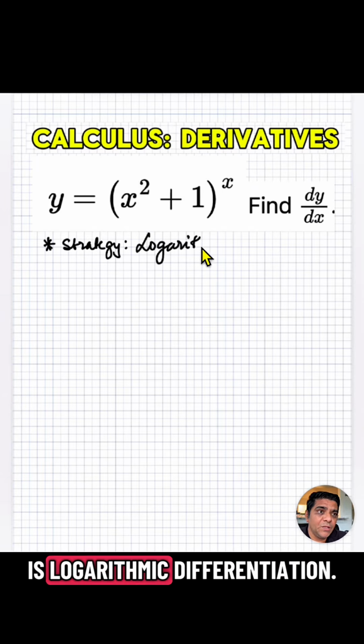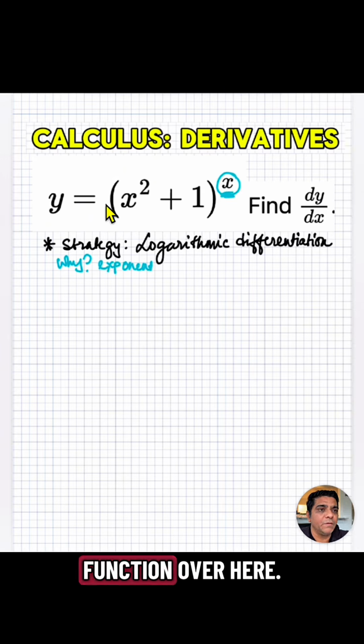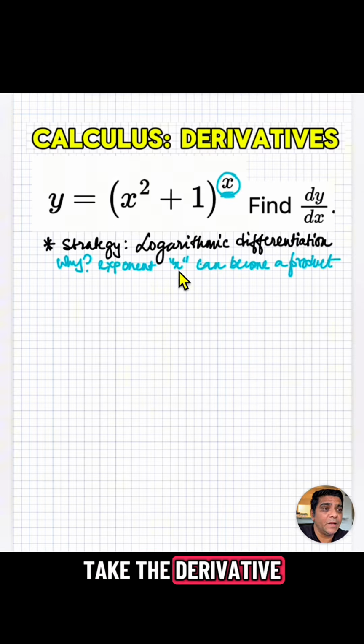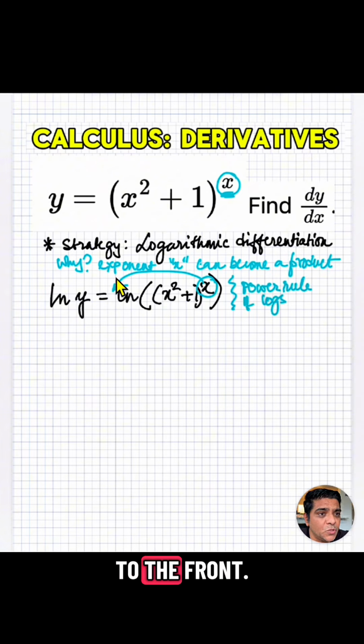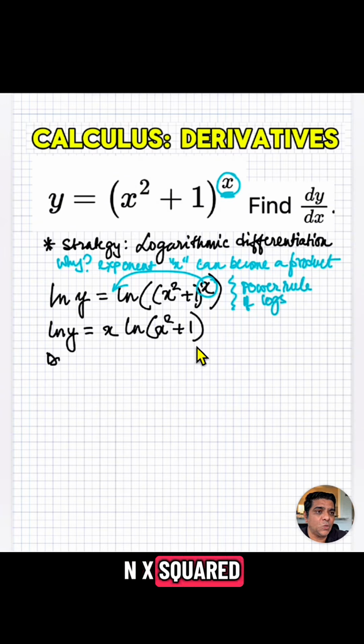So the strategy is logarithmic differentiation because we want this exponent to be brought in front of the function over here. Why? Because that'll be much easier for us to take the derivative of, as it becomes a product, and we can use the product rule. So let's take ln on both sides. Then ln of y equals ln of (x squared plus 1) to the power of x. This exponent comes to the front, as we said, power rule of log. So ln of y is x ln(x squared plus 1).